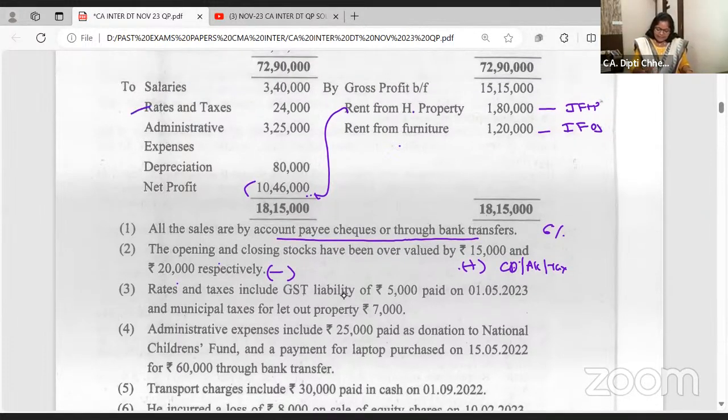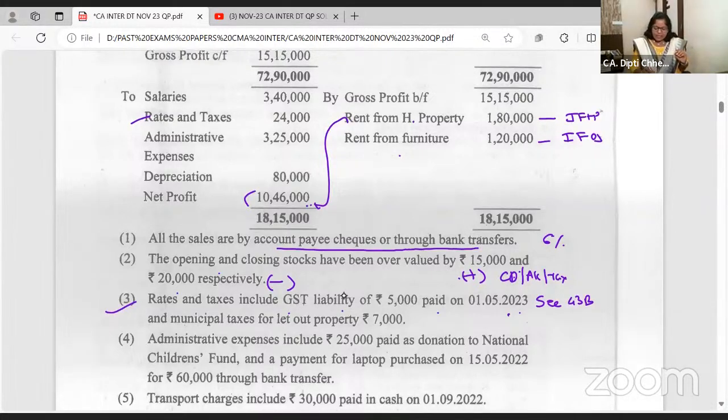Rates and taxes. This one includes GST liability of 5,000 paid on 1st May 23. So they are talking about which section? 43B. 43B says if any outstanding payments are there in March, they need to be paid before the due date of filing the return. If they are not paid before the due date of filing the return, then they will be disallowed. So here you have paid it by 1st May. So this is allowed. We just have to write a note.